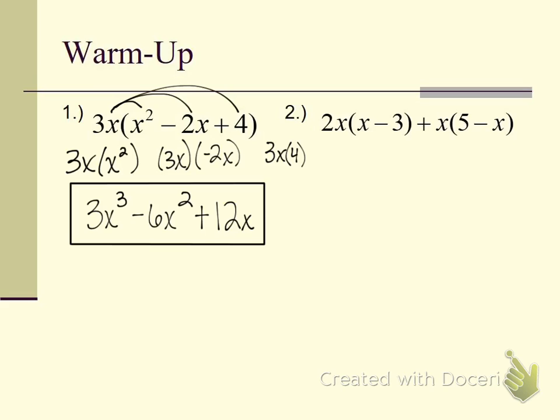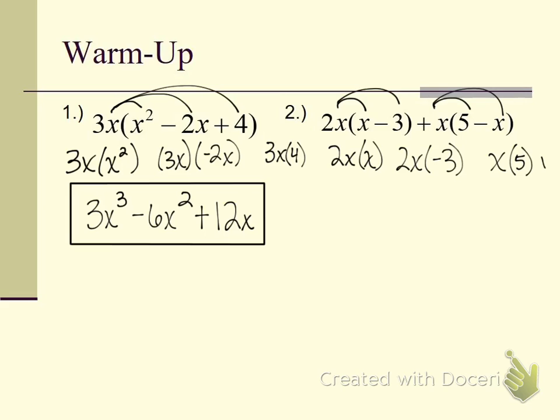Number 2 is a little different from what we did yesterday because we have to distribute how many times? 3. 4. Kind of 4, right? The 2x gets distributed twice, and the x. We have to distribute the 2x 2 times. We also have to distribute the positive x 2 times. So 2x is getting multiplied by both x and what else? Negative 3. The positive x is getting multiplied by what?